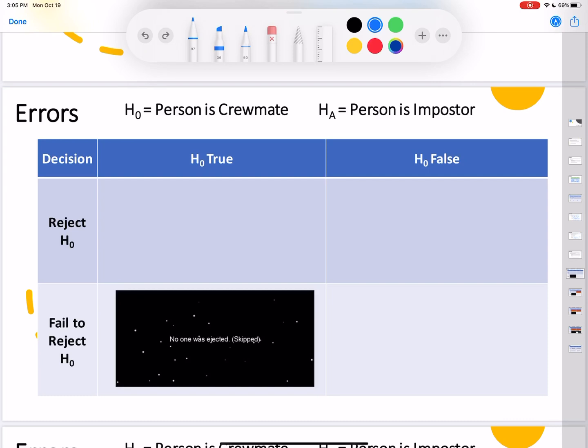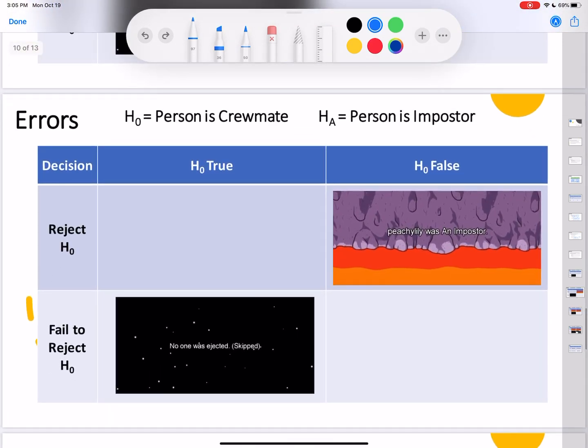So let's say that the null is a person is a crewmate and the alternative is a person is an imposter. If the person is a crewmate and you think that they're the crewmate, you're not going to reject them. When the person is an imposter and you know they're the imposter and not a crewmate, you eject them and remove them from the game.